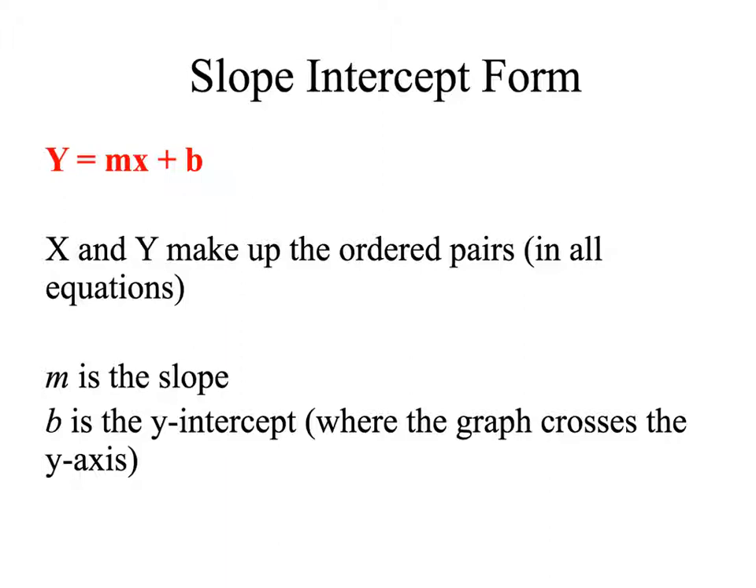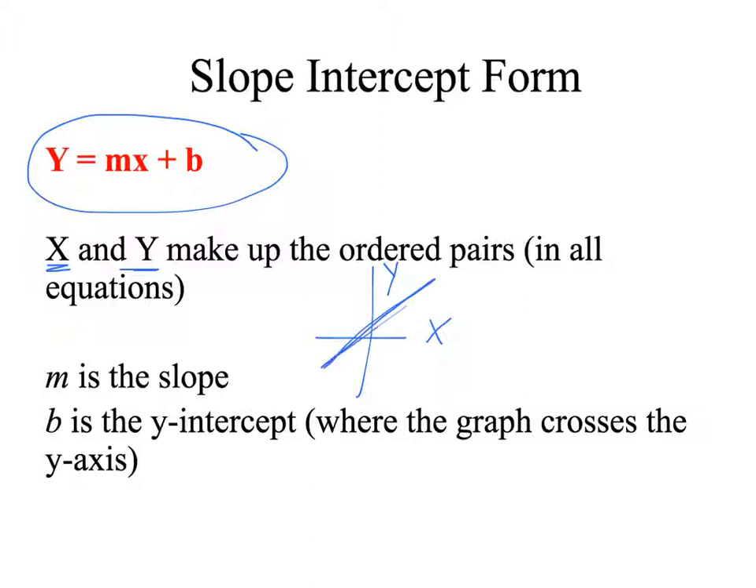Now this is the important part, slope-intercept form. So the formula that you have to memorize is y equals mx plus b. Now the x and the y, those just make up an ordered pair because we're going to graph this and it's going to get graphed on an x-axis and a y-axis.